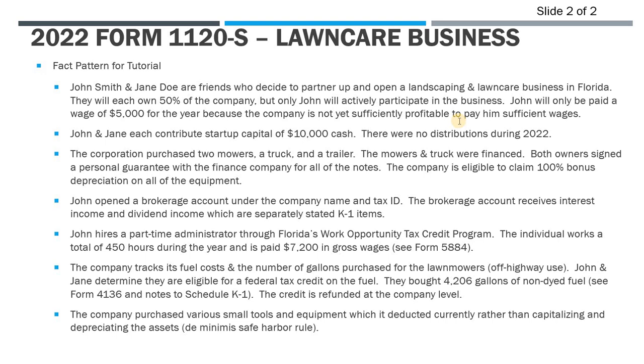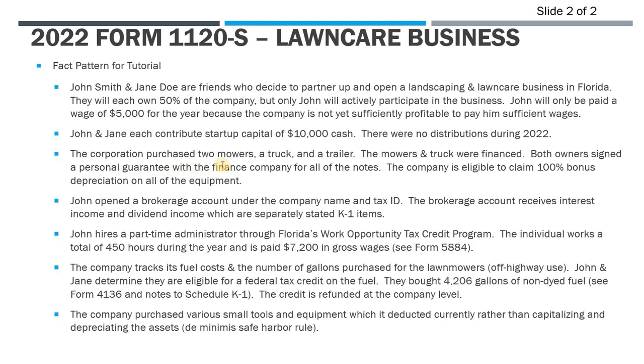And the reason why that's relevant is because John's going to be the only one that's on the payroll, right? And so John's only going to be paid $5,000 for the year. And the reason why they set that quite low is because the company's brand new. They're not super profitable yet. And so John is going to basically get paid very little so they can afford to pay their other employees and cover all those other costs. Now, John and Jane Doe each contribute $10,000 in cash to the company, so that's the startup capital, and there were no distributions during the year.